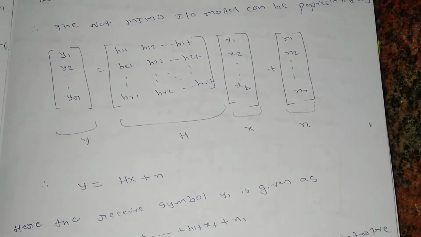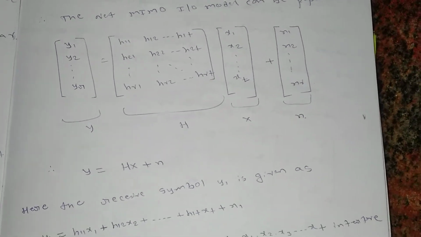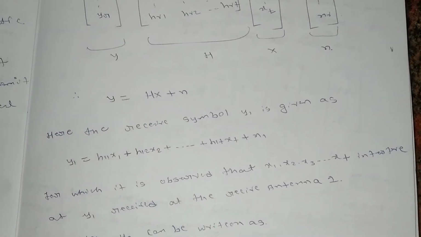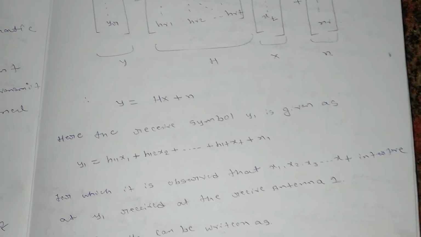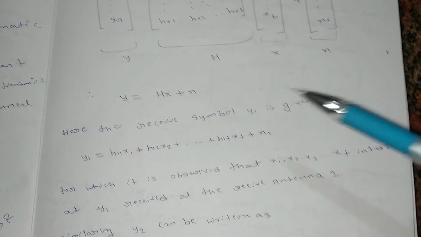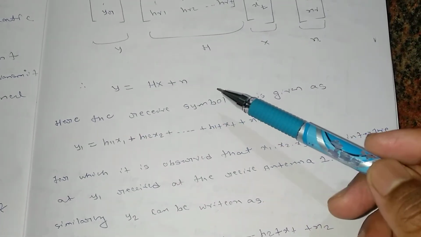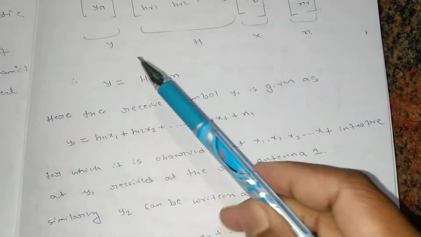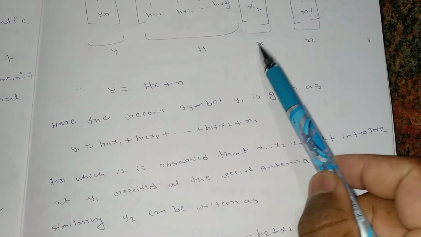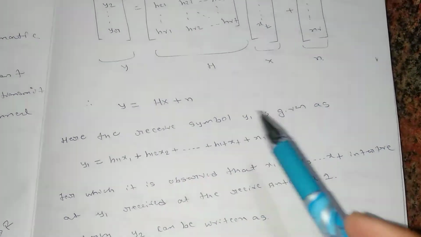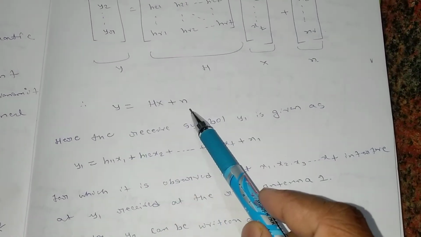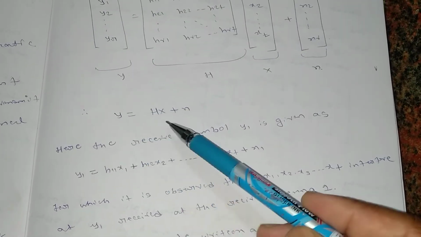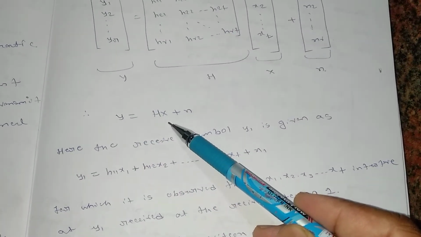Okay, alright, so the next thing will be to write a composite equation. This is the composite matrix form, and I will convert it to the equation form now. So Y will be equal to HX plus N, which is the general form: Y equals H into X plus N. This is for the overall system, with the overall received signals, overall transmitted signals, the coefficients of the channel, and the overall noise here.